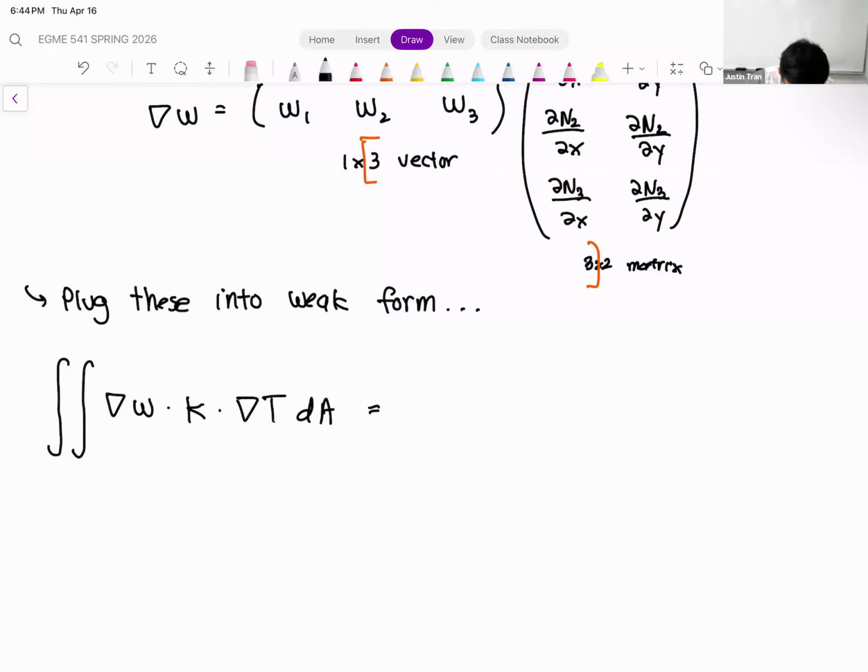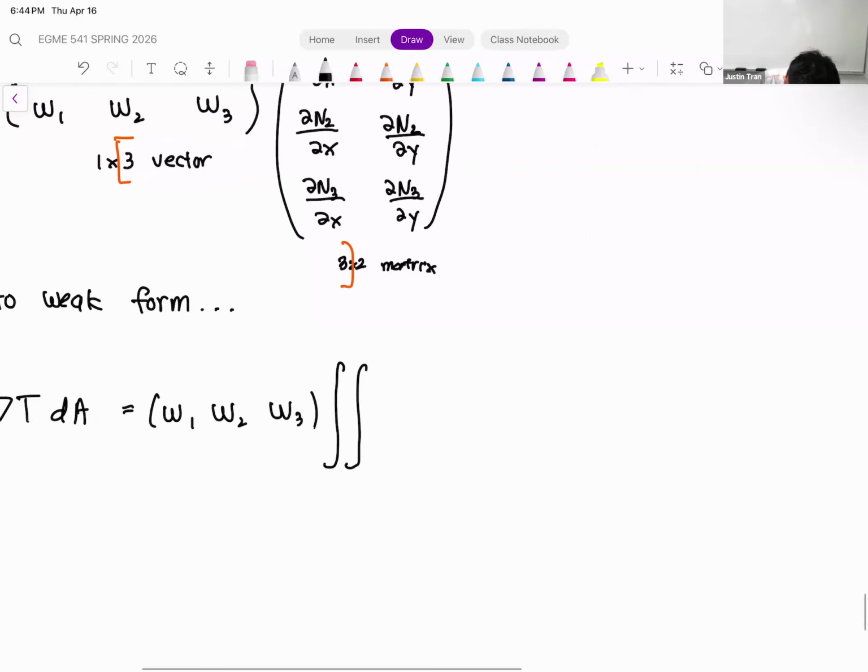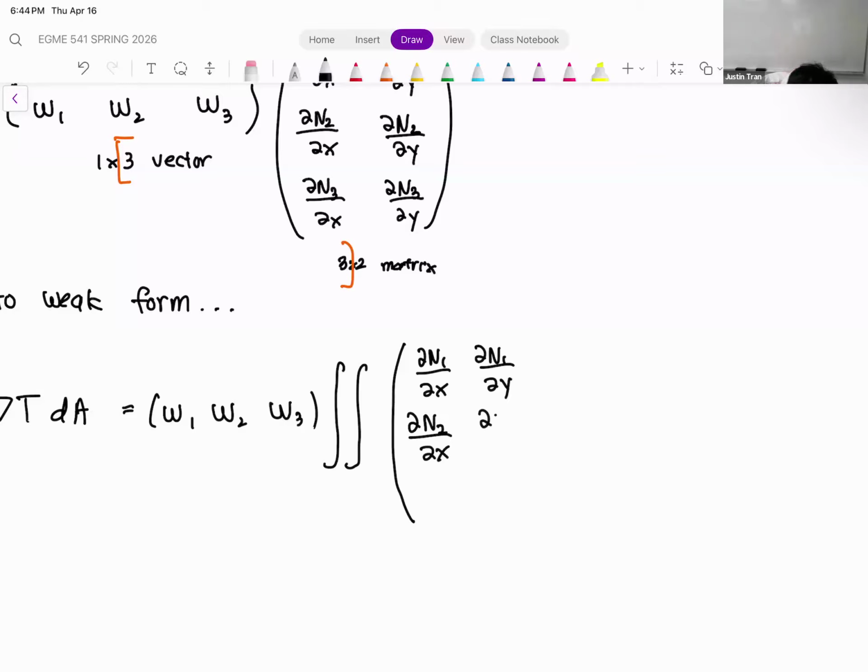So we plug in for the gradient of W. We end up with W1, W2, W3 on the outside of the integral here, multiplied by our 3x2 matrix: partial N1 partial x, partial N1 partial y, partial N2 partial x, partial N2 partial y, partial N3 partial x, partial N3 partial y. Multiplied by k.